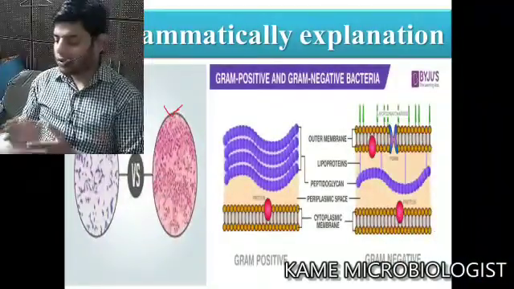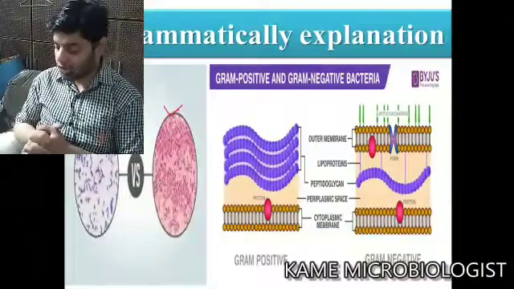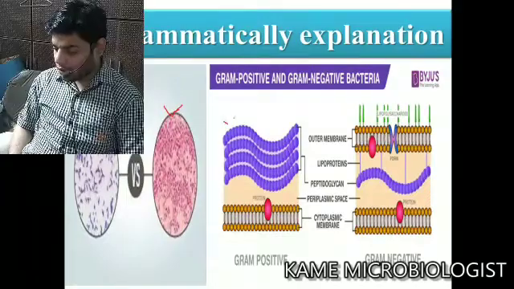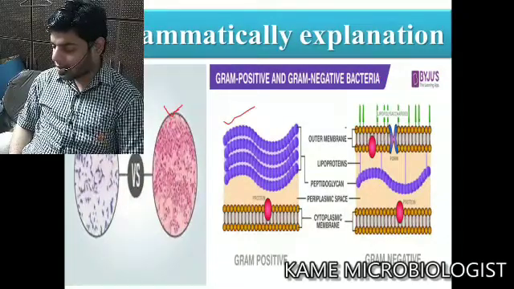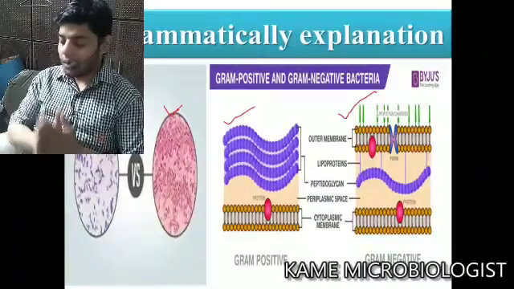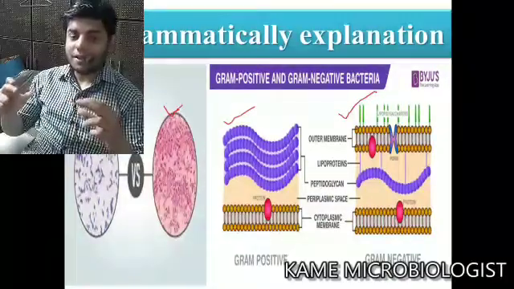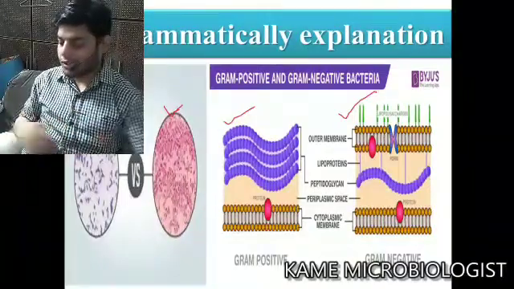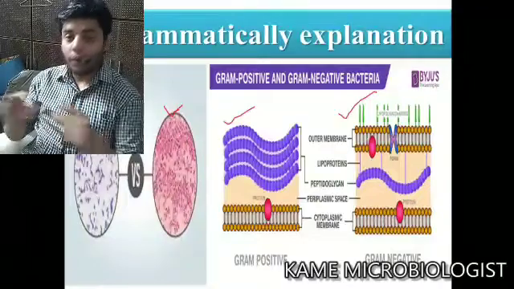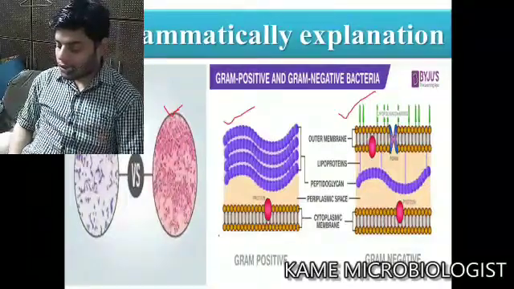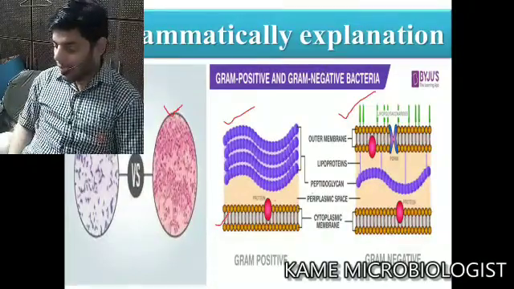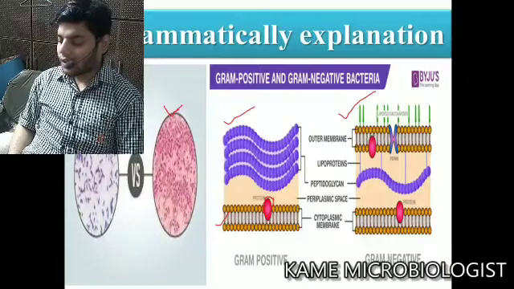Moreover, we can also distinguish gram-positive and gram-negative bacteria by their structure. As you can see, this is the cell wall of the gram-positive bacteria and this is the cell wall of the gram-negative bacteria. Remember guys, in gram-positive bacteria the cell wall is thick, with many layers of peptidoglycan. Moreover, it has only one membrane, and it also has proteins in its cell membrane.